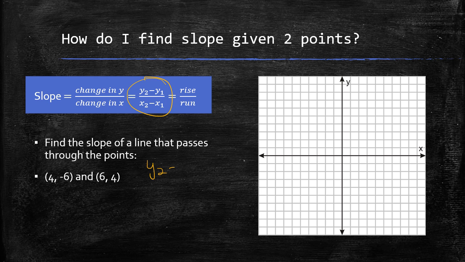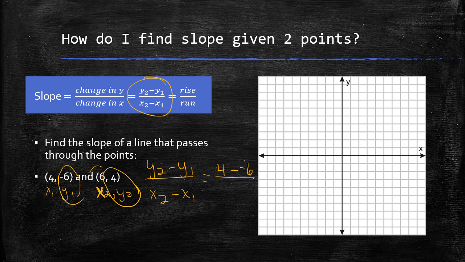So I've got my y2 minus y1 over x2 minus x1. And again, I'm going to go ahead and just label my points. There we go. Okay. Then I'm going to fill in my pieces. So my y2 was 4 and my y1 is -6. Don't forget the negative. And then my x2 was 6 and my x1 is 4.